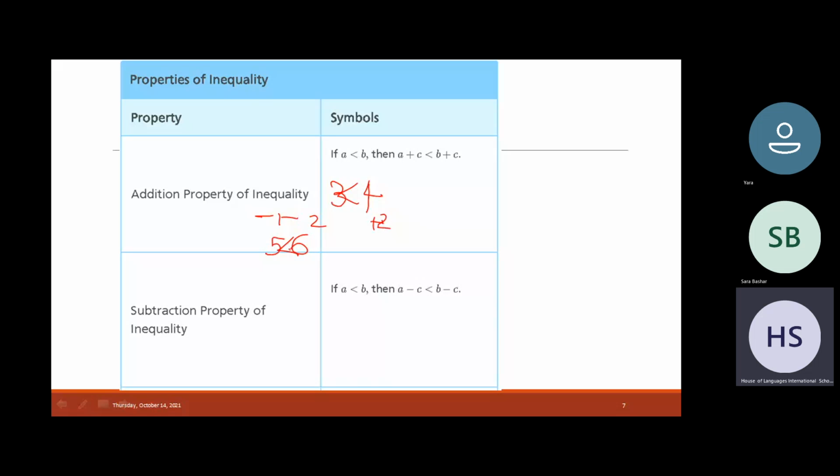The second one, the subtraction property. As an example, we know that 5 is greater than 2. And I subtract 1 from both sides. What do I get here? 5 minus 1, 4, greater than 2 minus 1, 1. Is 4 greater than 1? Yes. So that means when I subtract the same number from both sides, the inequality will not change. Yes, as we did in the equation.